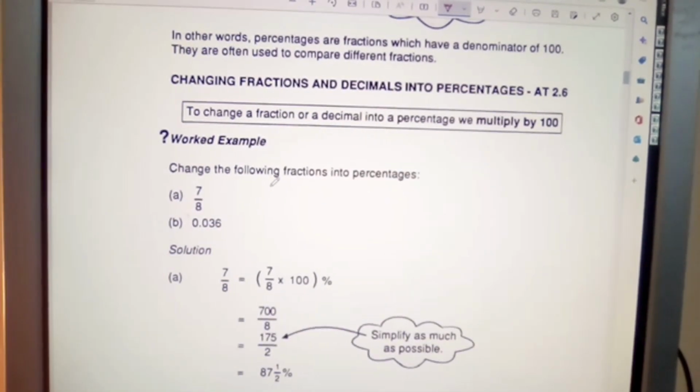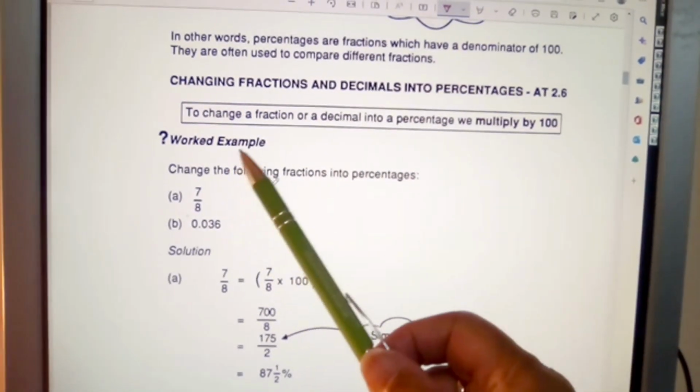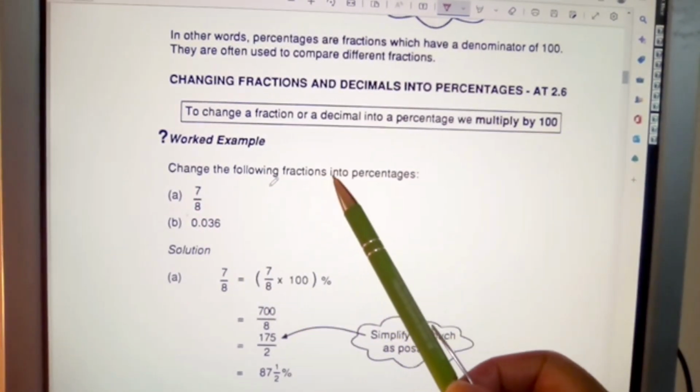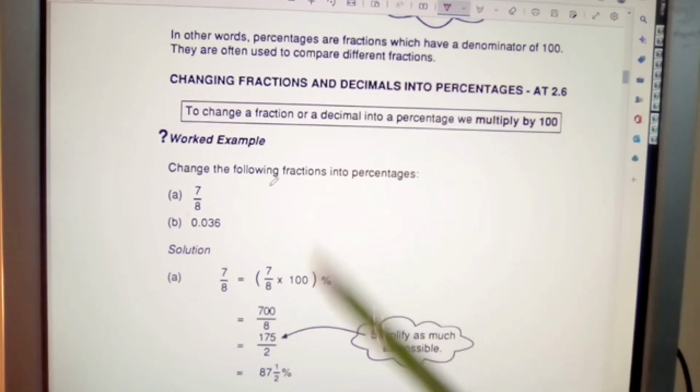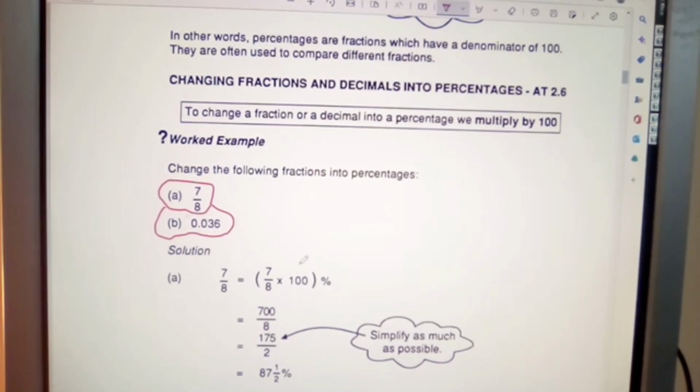To change a fraction or a decimal into a percentage, we multiply by 100. Worked example. Change the following into percentages: 7/8, okay? And 0.036. And here we're going to look at our solution.